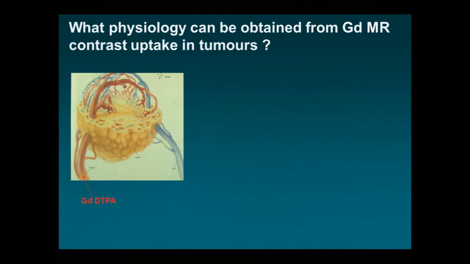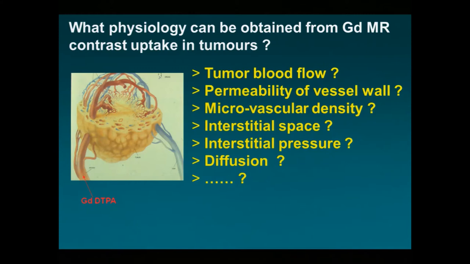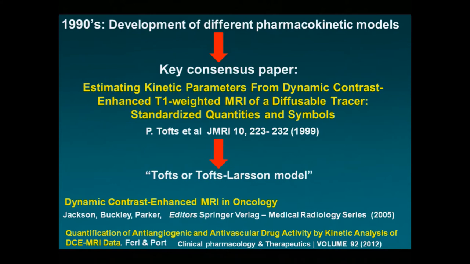That can be, for instance, tumor blood flow, permeability of the vessel walls, microvascular density, interstitial space, and a few others. So it is of interest to see if we can come up with models that allow us to get information about these physiological parameters. That started in the early 1990s, when various groups started developing these pharmacokinetic models, putting some of these variables in their models.